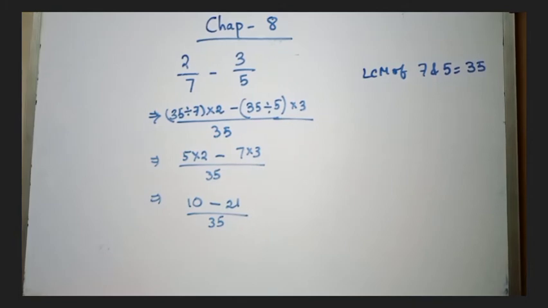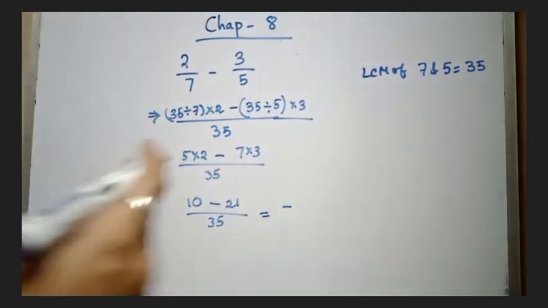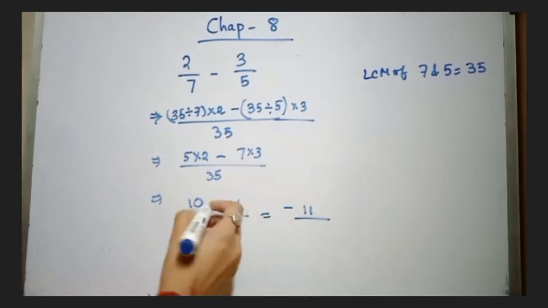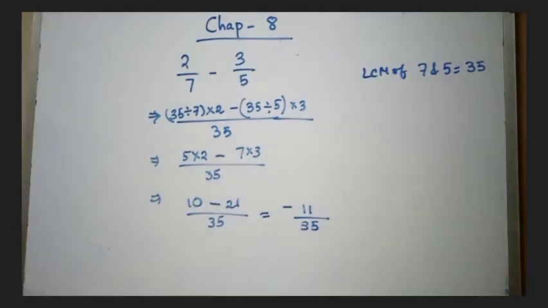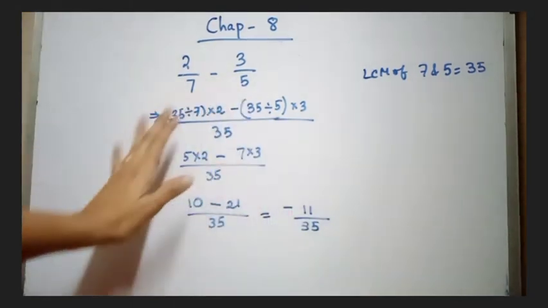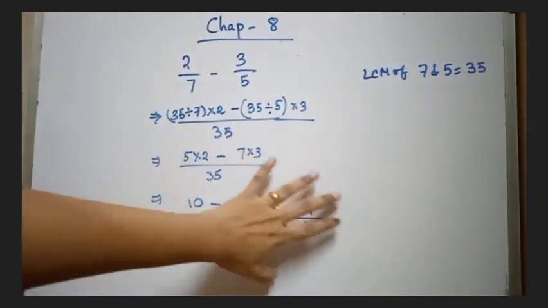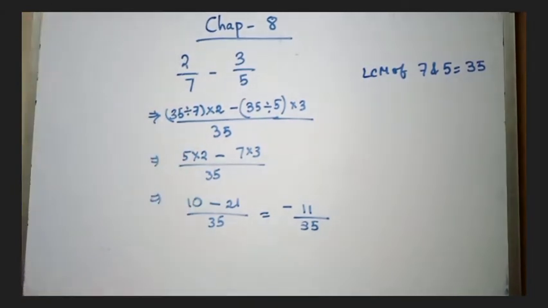You have not done this kind of sum because the answer will be like this: 21 minus 10, that is 11. As 21 is the bigger number, this will be minus 11 by 35. You have not done this kind of sums, because you don't know how to subtract a smaller number and a greater number. So just forget about the answer. Just learn the process of what you have to do. You will not get this kind of sums.